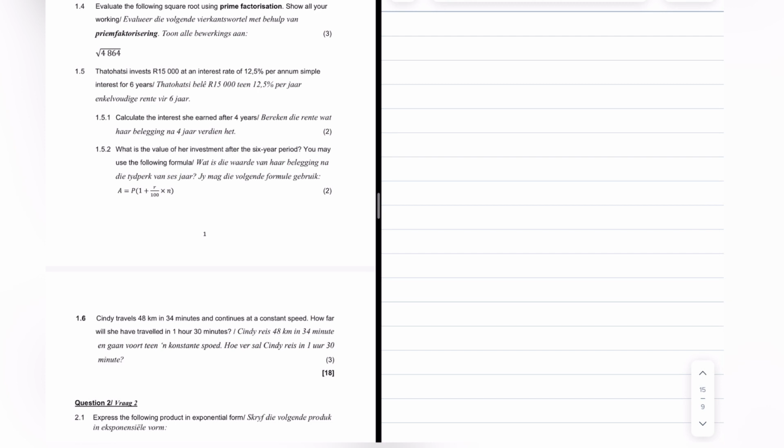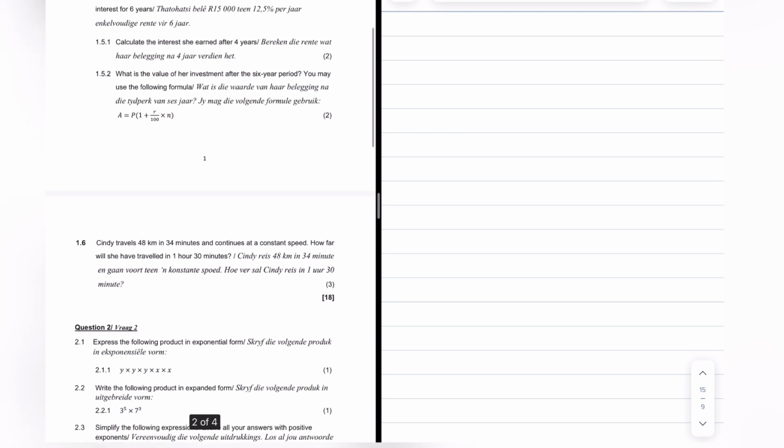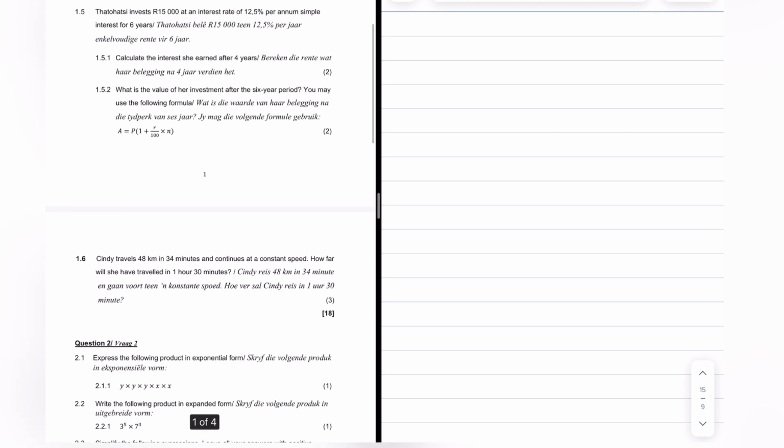Alright, we are back, grade 8. Ons is by nommer 1.5 and number 1.5 reads as follows. Tatuatsi invests 15,000 Rand at an interest rate of 12.5% per annum, simple interest for 6 years. Tatuatsi belê 15,000 Rand teen 12.5% per jaar enkelvoudige rente vir 6 jaar.